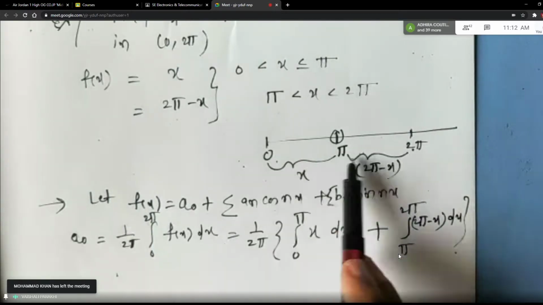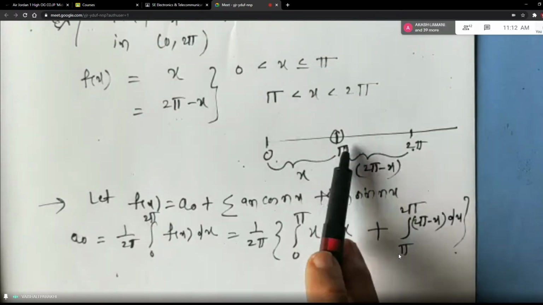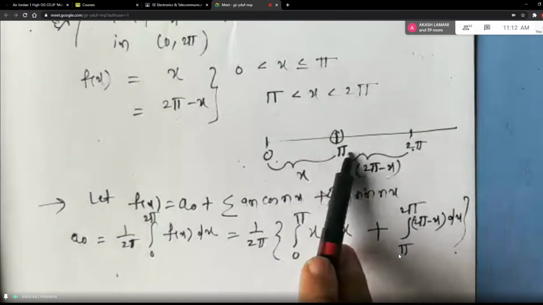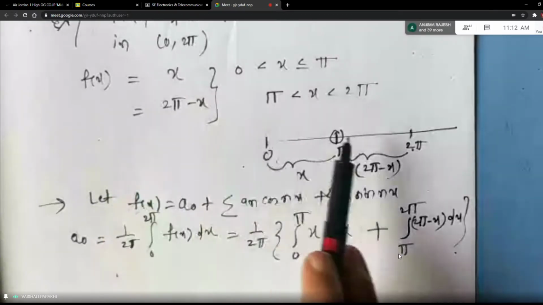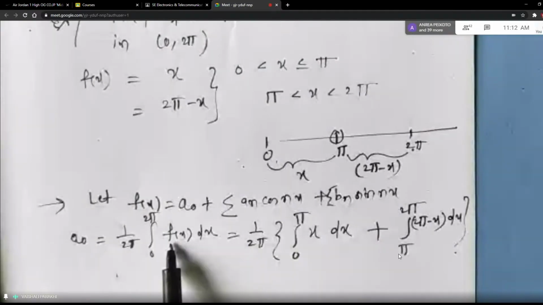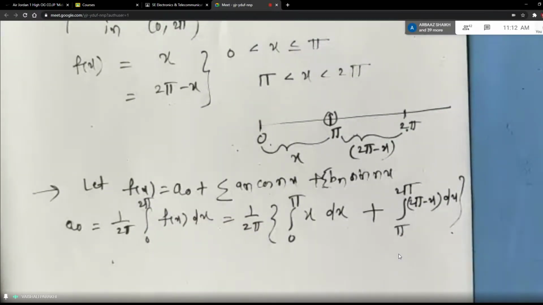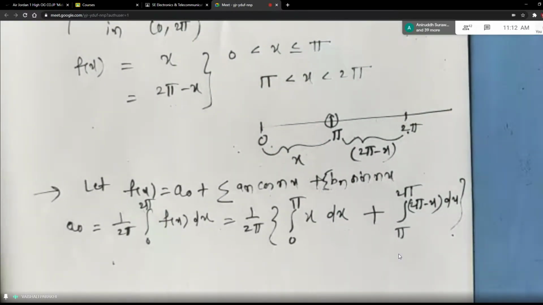See, this number line you remember. For your convenience, always draw this line. 0 to pi, pi to 2 pi. What is value of the function in 0 to pi? X. What is value of function in pi to 2 pi? 2 pi minus x. So directly replace f of x by x in the first integral and replace f of x by 2 pi minus x in the second integral. Suppose there is one more interval, then there will be one more integral. Understood? And f of x will be whatever is f of x in that particular interval. It is only splitting of the integration. Okay?